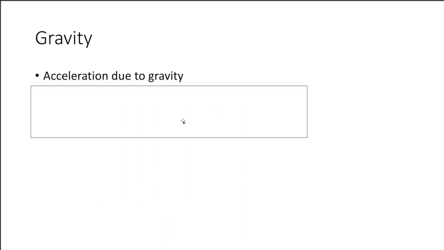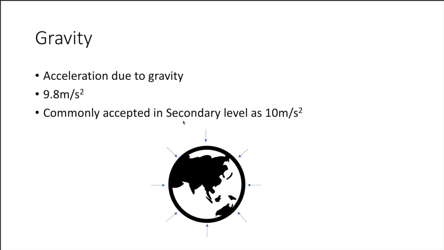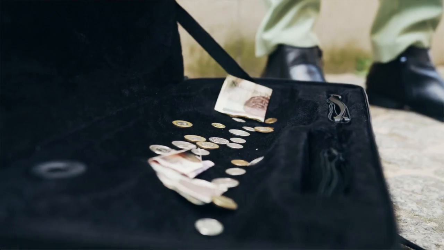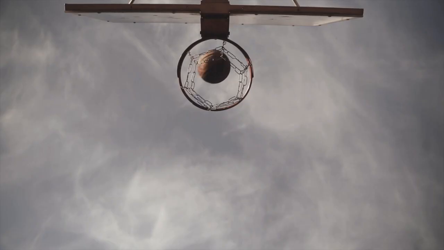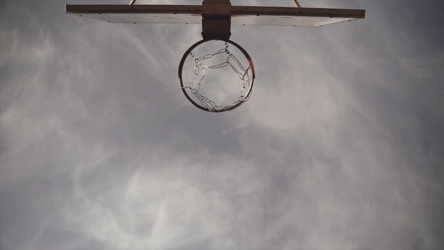Okay, next we will be talking about gravity, specifically acceleration due to gravity. Earth exerts a certain amount of force onto all objects on the Earth and they all will fall at about 9.8 meters per second square. But in secondary school level, it's commonly agreed on to use 10 meters per second square for easier calculation. So if you drop an item from a high place, it gets faster and faster. It falls faster and faster towards the center of the earth or until it hits the ground.